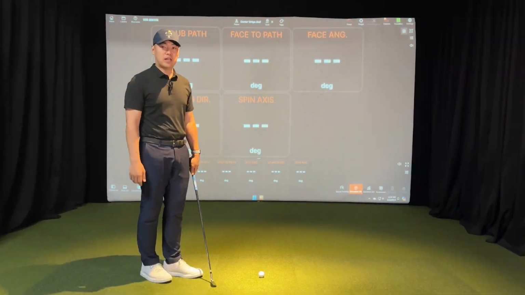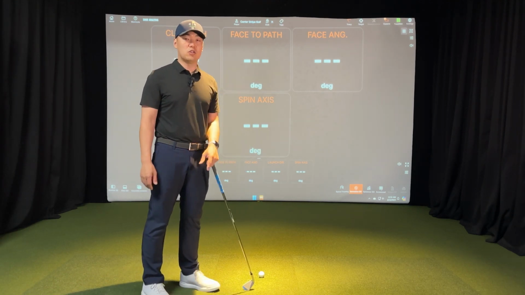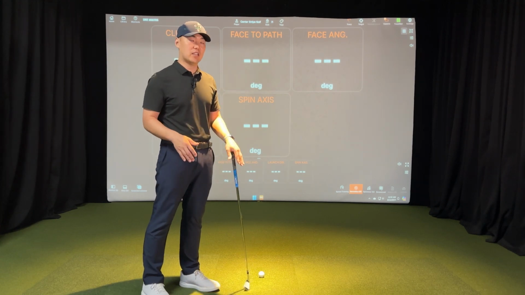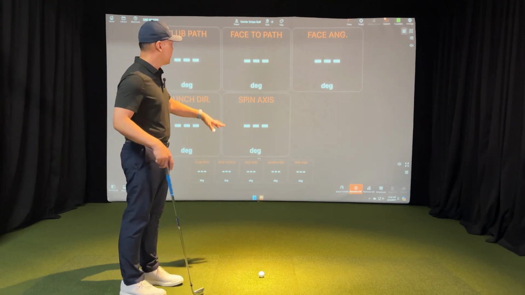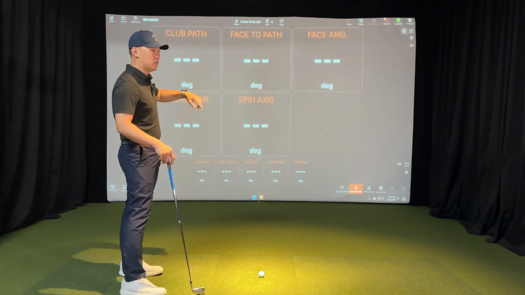Now this is where something like a launch monitor will really help you understand what you're doing in your golf swing. So you can really hone in on what you need to work on versus guessing and checking. So right here we have our club path, face to path, face angle, launch direction, and spin axis.